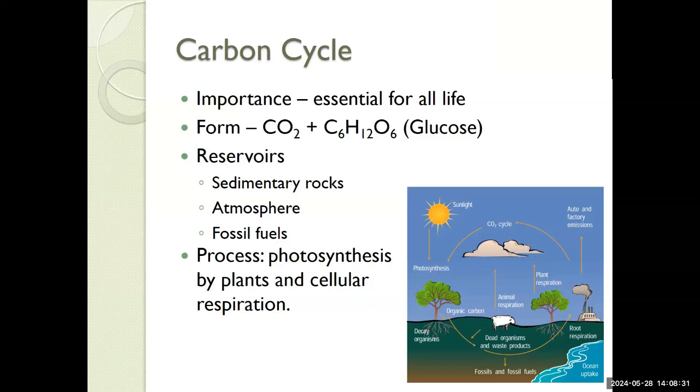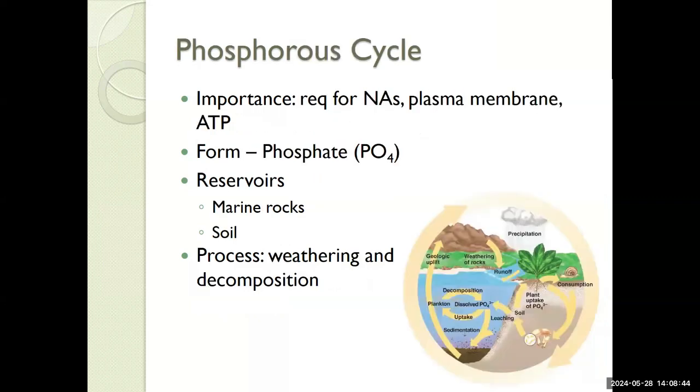Along the way, carbon will be preserved in fossil fuels, the atmosphere, rocks, trees, human life. The phosphorus cycle is important, not just because phosphorus is important for plant roots, but because the phosphorus atom is an essential building block for nucleic acids that build up DNA, the plasma membrane, which is a phospholipid bilayer, as well as our energy molecule, adenosine triphosphate.